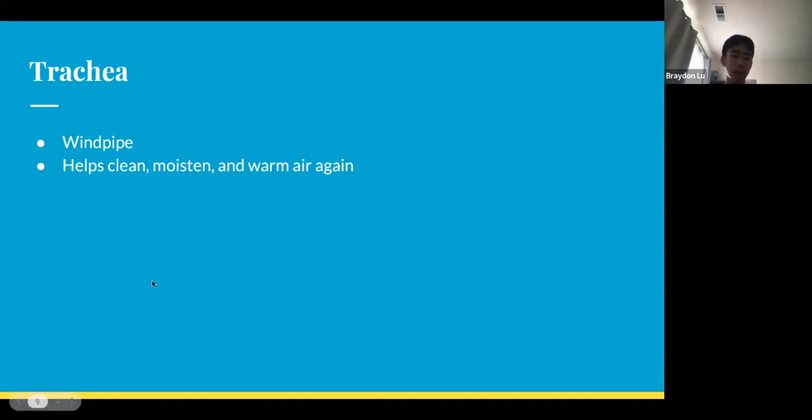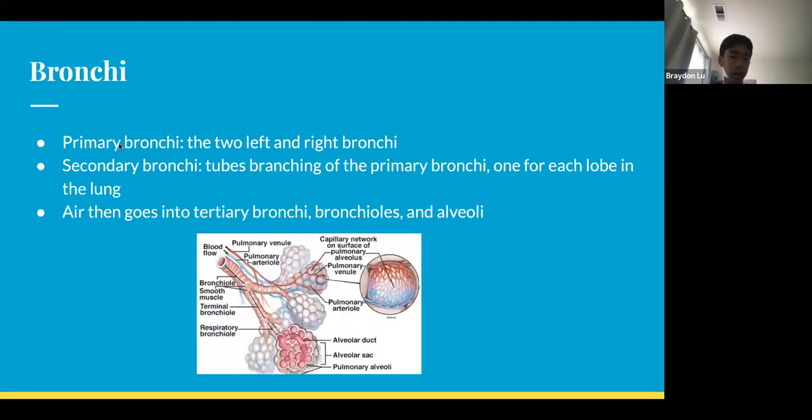After the larynx is the trachea. It's also known as your windpipe, and it leads into your lungs. It just helps clean, moisten, and warm air. There's not much to say about that.